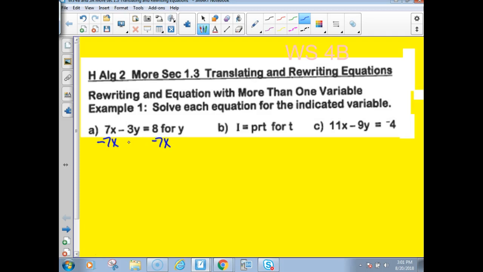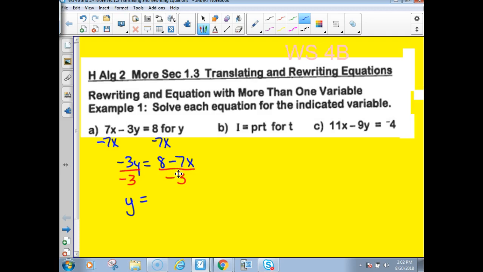That is a positive 7x. To get rid of it, you subtract it. We drop down the negative 3y, and that will equal 8 minus 7 times x. Now we need to get rid of the negative 3 that's multiplying y, so we undo multiplication by division. If you are going to divide by negative 3, you will not be leaving it as 8 minus 7x over negative 3, and I'll tell you why.